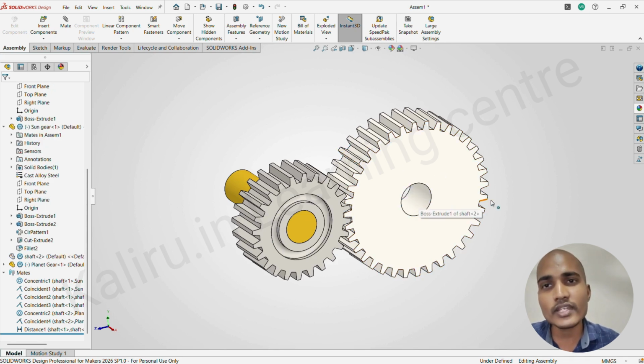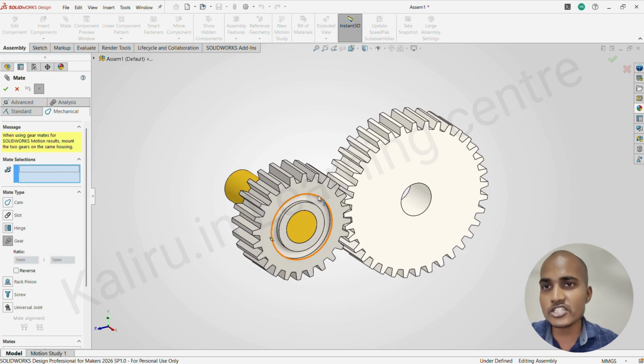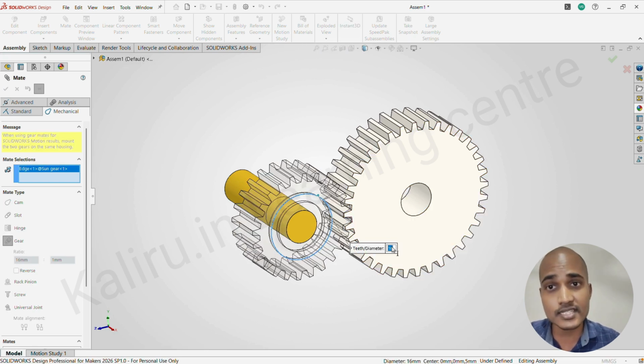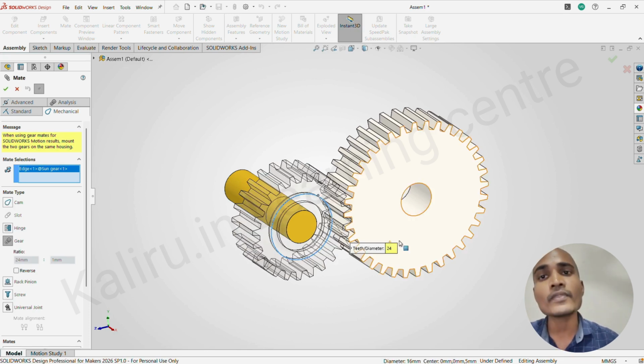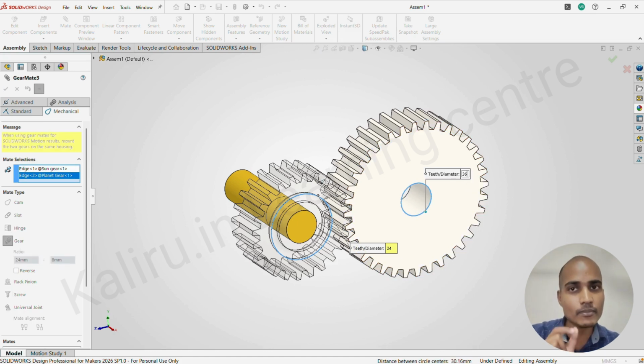Here we are going to calculate the ratio for these particular gear portions. Using the mating types under mechanical mate, I am selecting this gear type, picking the circular edges and initializing the teeth number of 24 teeth, and the large gear's number of teeth is 36. If you define it with the formula, driven gear by driving gear, it means 36 by 24, overall 3:2.